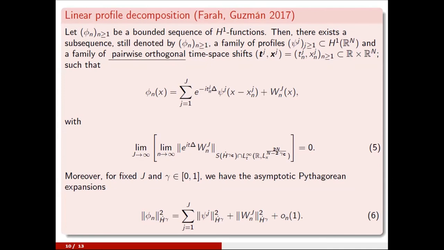This is compact. Anyway, for us, this sum started with psi one plus the sum over j up to capital J. For the other ones, either t_n^j or x_n^j go to infinity, not bounded. The bounded is the first one. So what we have proved is the following.